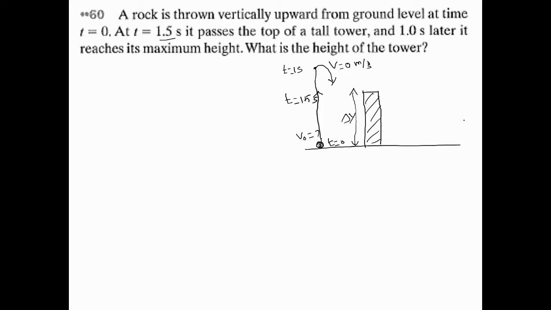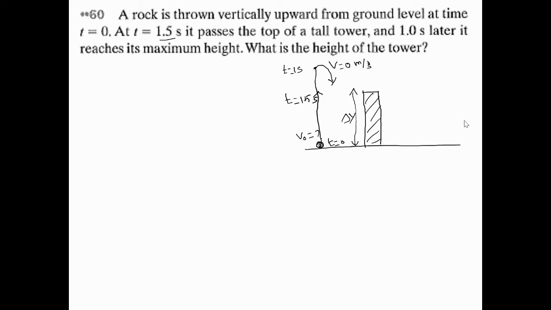Now you can see, again I will tell the information given in the question. Initially the rock is exactly on the ground. At time t equal to 0, the rock is exactly on the ground. When the time is 1.5 second, you are throwing the rock in the upward direction. When the time reaches 1.5 second, it will reach the exact height of the tower. And 1 second later, what will happen?